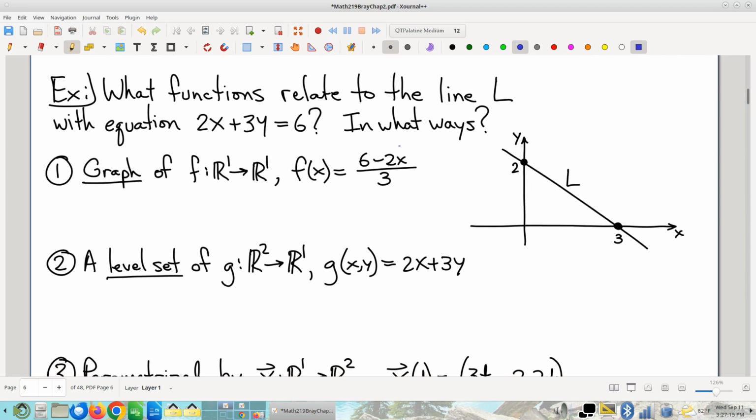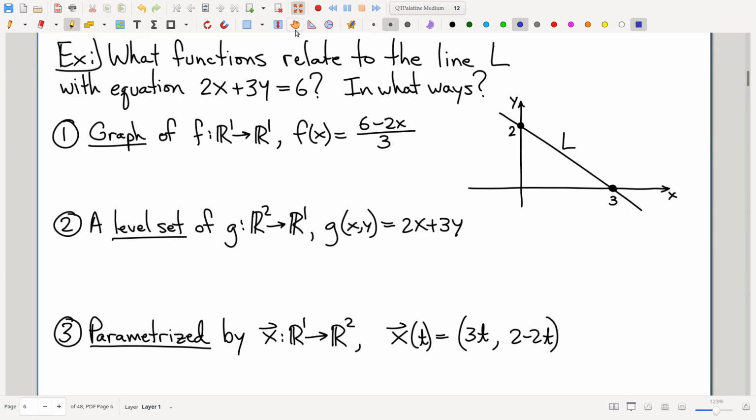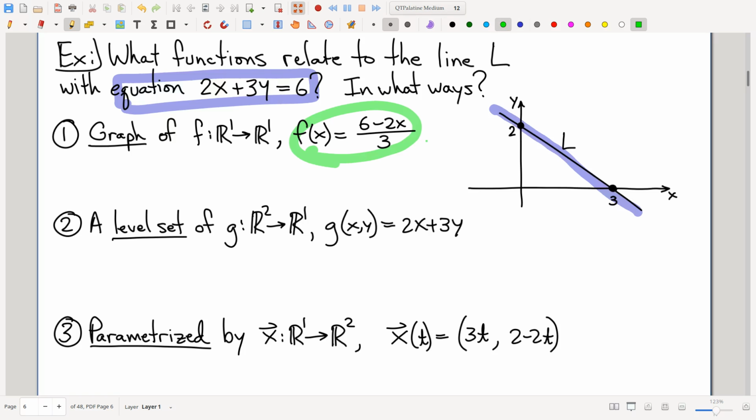So, for example, let's look at this line with this equation right here. Perfectly reasonable little line. I claim that this line is the graph of that function. I claim it's a level set of that function, and I claim it's parameterized by that function. So there are three very different functions. Check out how different those functions are. They don't even have the same number of input variables. They certainly don't have the same domain and target. These are really different functions. They all describe the same line, but in different ways: level set of one, graph of another, parameterized by the third.